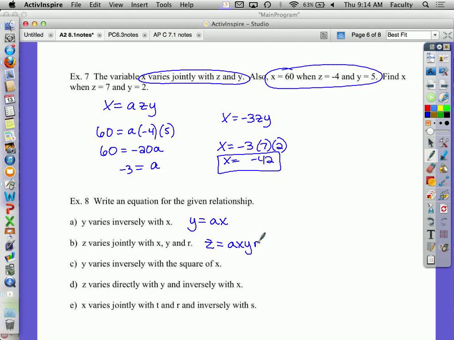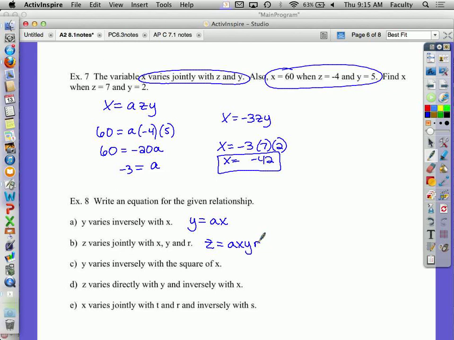First two super easy. Letter A, y equals ax. B, z equals axyr. Letter C, who would like to try this one for us? If y varies inversely with the square of x. You really have all the tools.